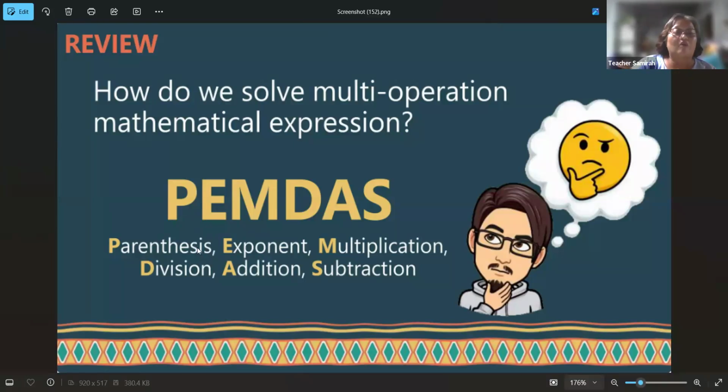Look at how we are going to get the order. When you see PEMDAS, you should always perform the operation on the numbers inside the parentheses first. After which, if you see a number with an exponent, you will have to raise it to the exponent. And then after which, you are going to multiply, followed by divide, addition, and subtraction.